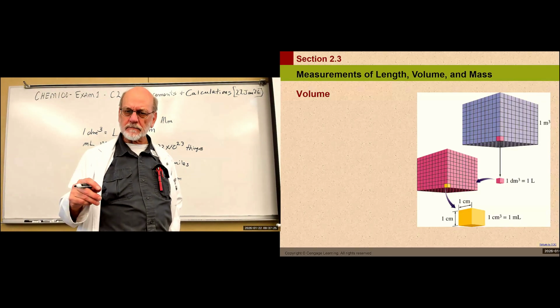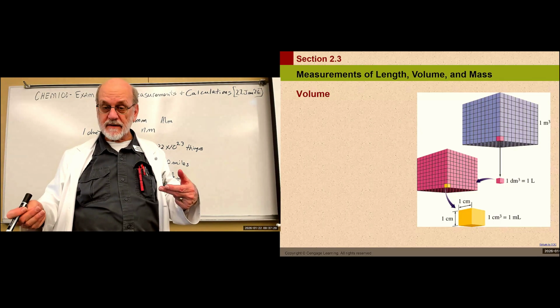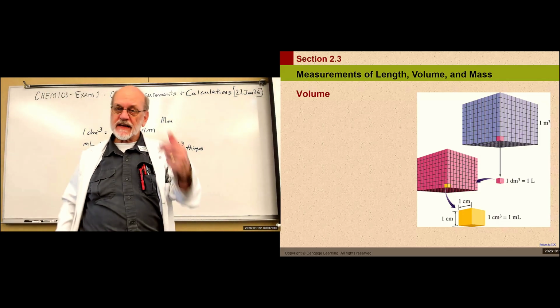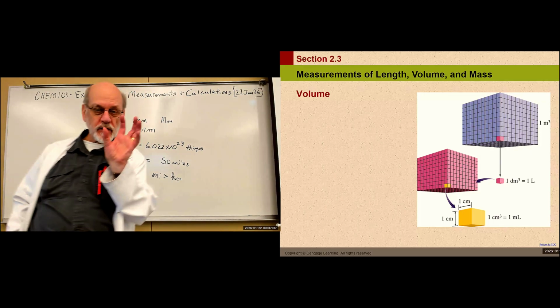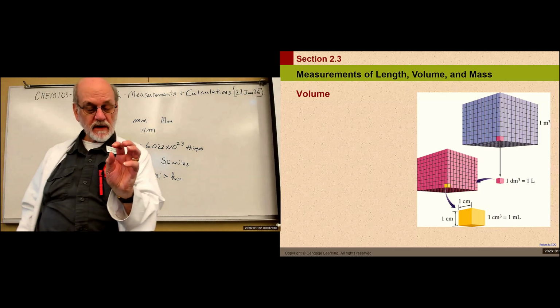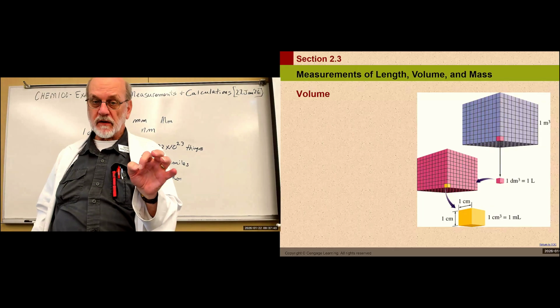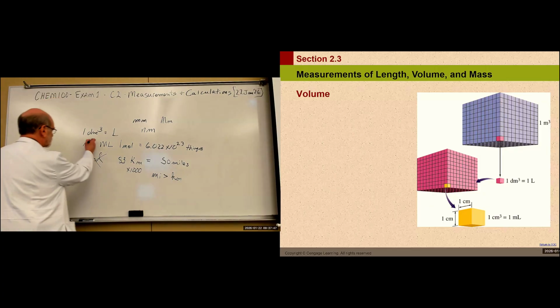Now, if we take the liter and we divide those sides again in tenths, then we get 1/10 of a decimeter is a centimeter. So if we focus in on that yellow centimeter on a side, on each of the sides is a cubic centimeter. A cubic centimeter is 1 milliliter.